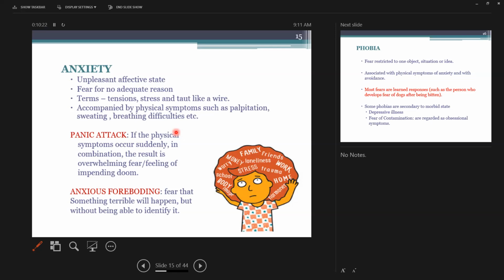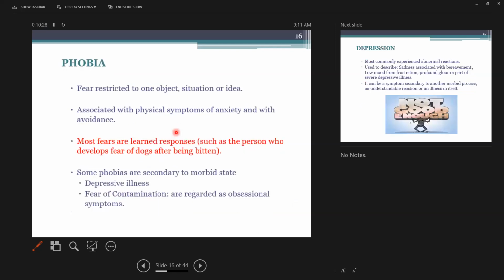Now, there's a term which is known as anxious foreboding. That is fear that something terrible will happen, but without knowing what. Now, phobias. Phobias are a fear which is restricted to one object, situation, or idea. Most fears are learned responses. For example, a person who develops fear of dogs after being bitten. Some phobias are secondary to a morbid state, for example, depressive illness, or fear of contamination, which is regarded as an obsessional symptom.